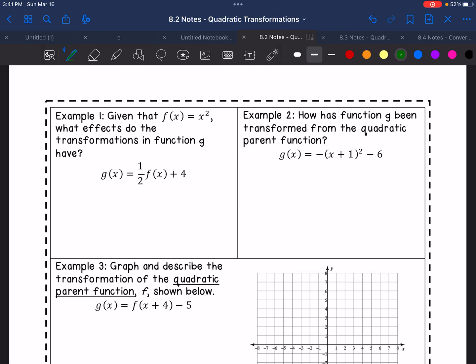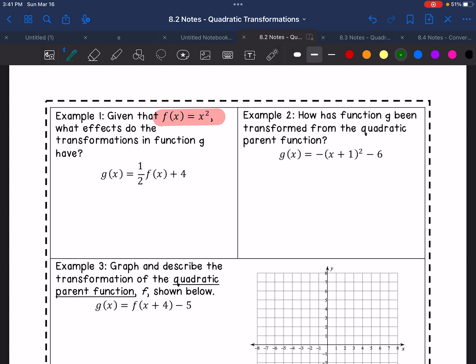All right, so we're going to start taking a look at these first few examples, and we're going to use the functions that they give us to identify the transformations that have happened. So in example 1, it says, given that f of x equals x squared, so that's that parent function, what effects do the transformations in function g have?